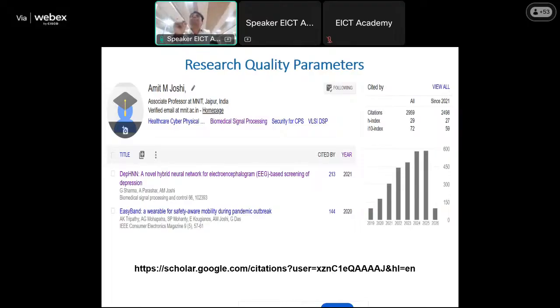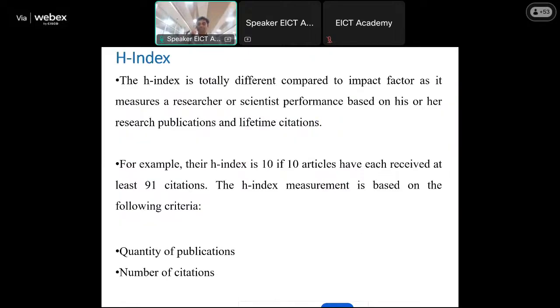So that's why my I10 index is 72, okay. And there is an H index. Now what is H index? H index defines that n number of articles have been cited n number of times, okay. So H index is totally different compared to the impact factor.